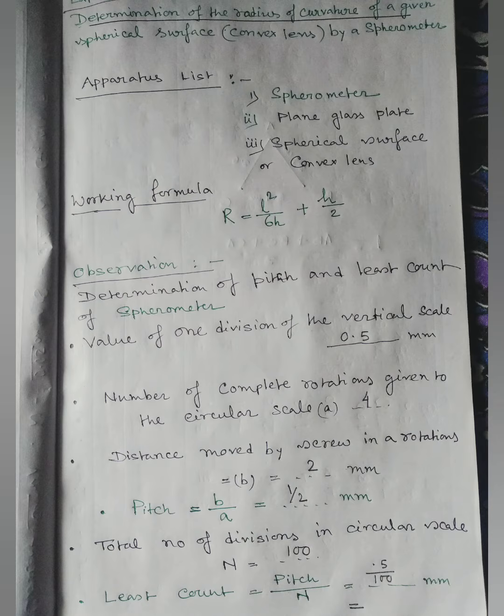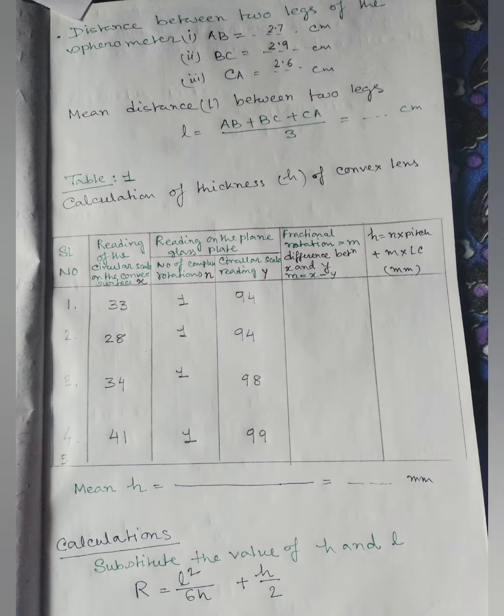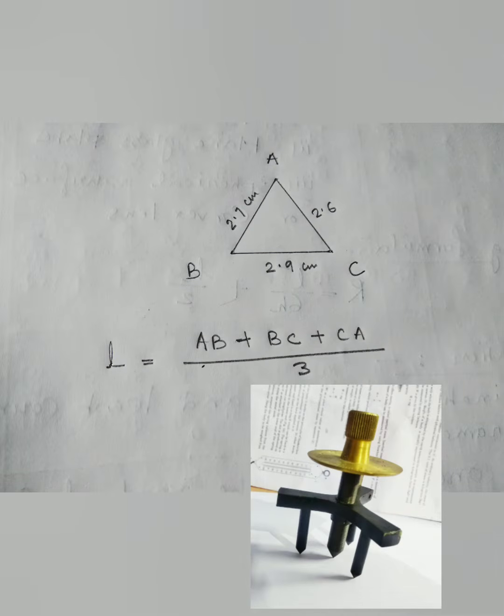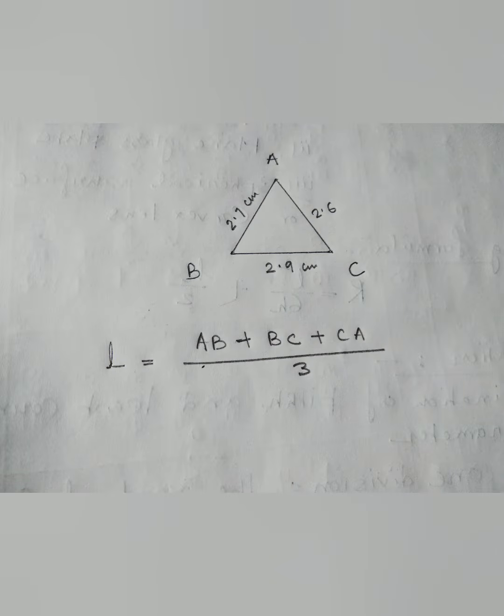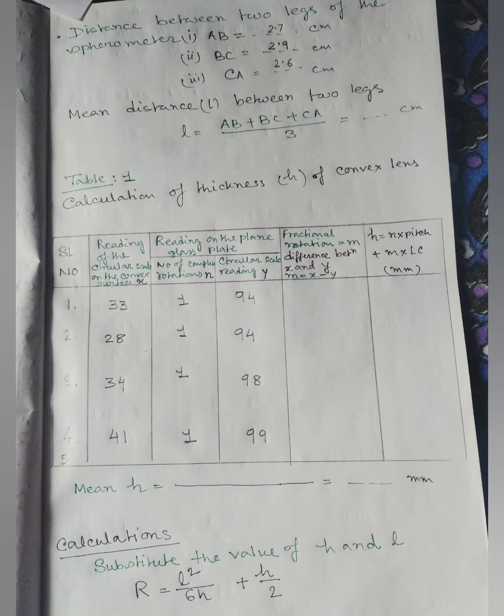So check the formula for the calculation. Now see the working formula that includes small l and small h. Small l is the average distance between two legs of the spherometer. The spherometer has 3 legs. Pinpoint those on a plain paper and, joining them with a scale, we can easily measure the average distance, that is l. Next part is to measure h, that is the thickness of the convex lens.